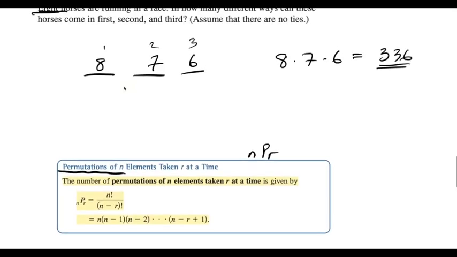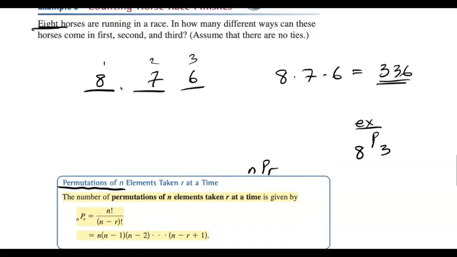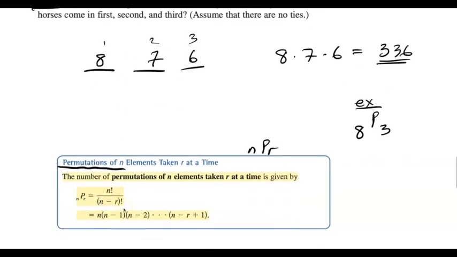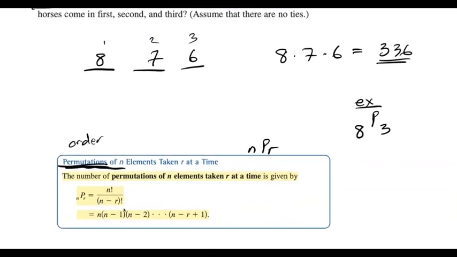If we're going to do the exact same problem up here, just to give an example, I would say, okay, out of the 8 horses, we want to pick the first 3. You learn about permutation, order matters. That's the key thing about permutation. Order matters.